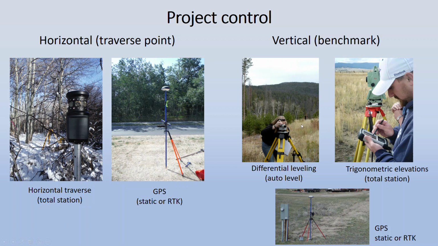Vertical control, we've also looked at two of these three methods. Probably the most common, the most accurate, is differential leveling with an automatic level. We also looked at trigonometric leveling by using the zenith angle and the slope distance from a total station. And we'll look at this in the coming weeks in the GPS class. You can also establish a good vertical component or a z coordinate with GPS using either static or RTK methods.